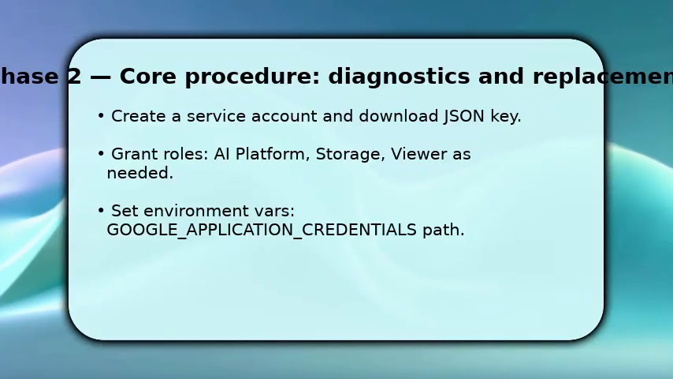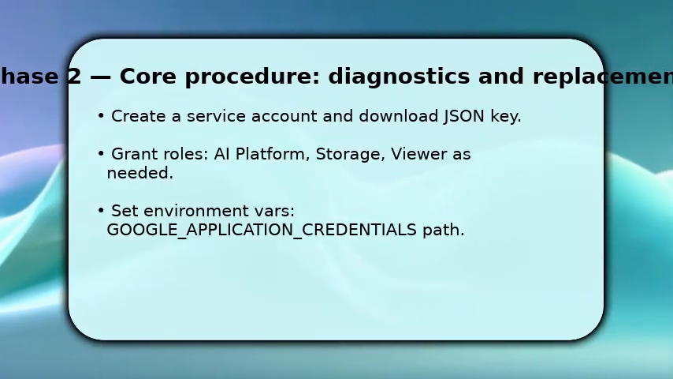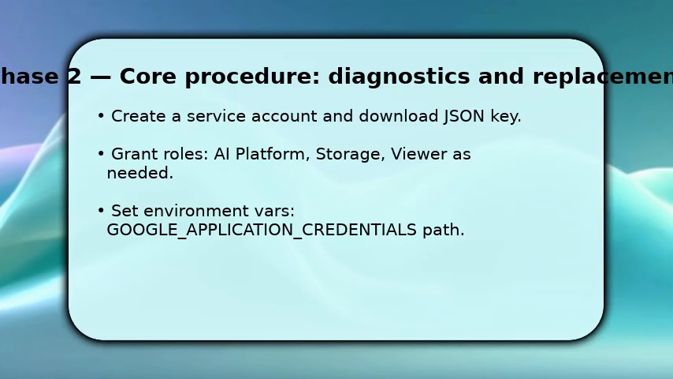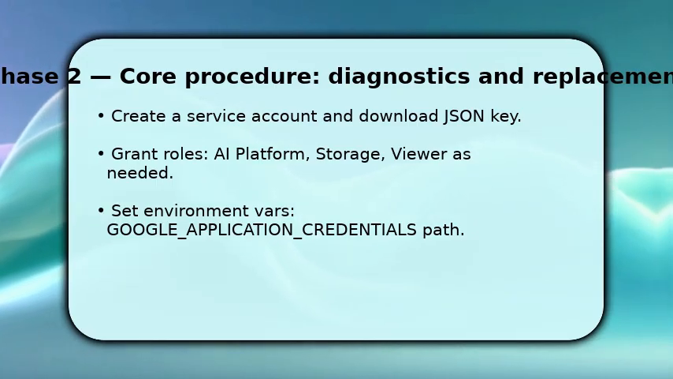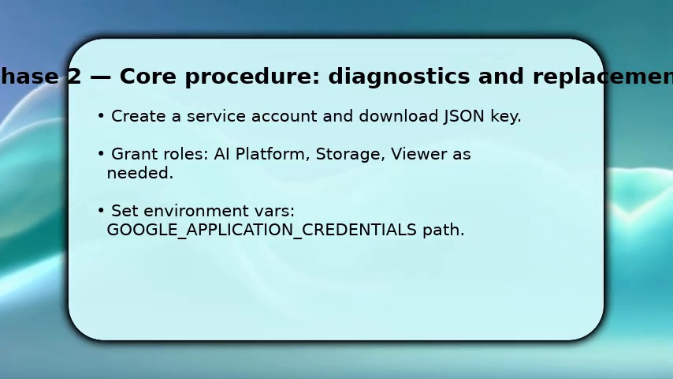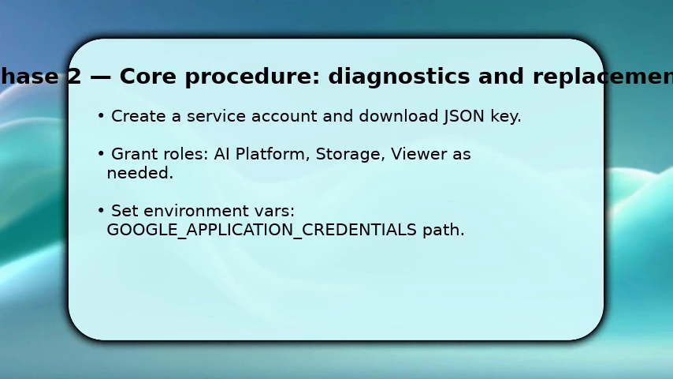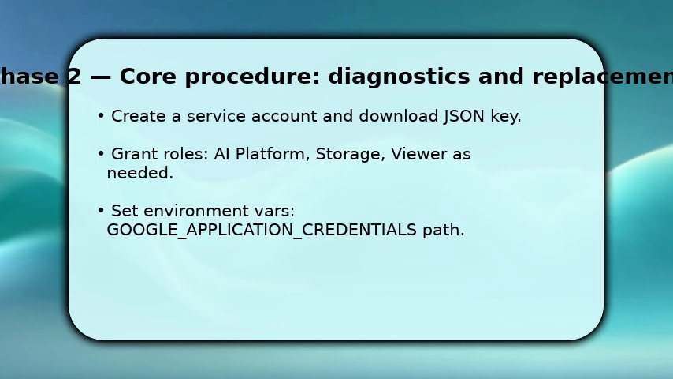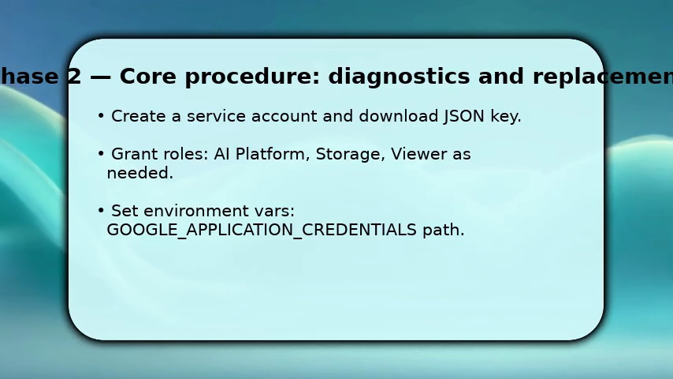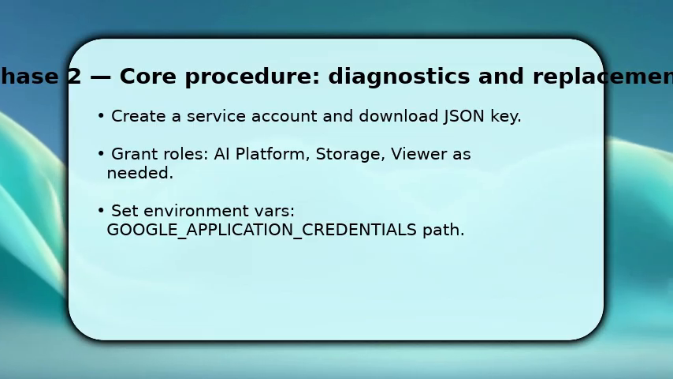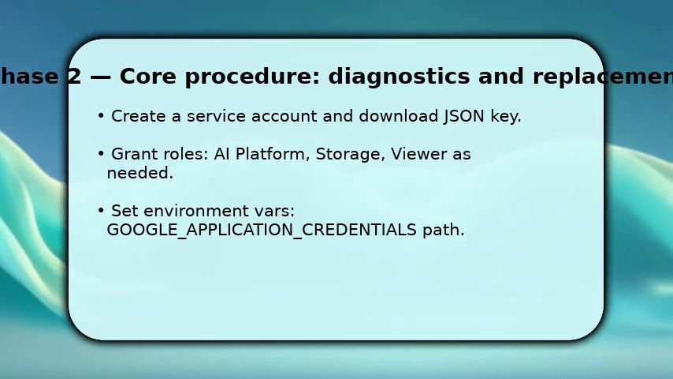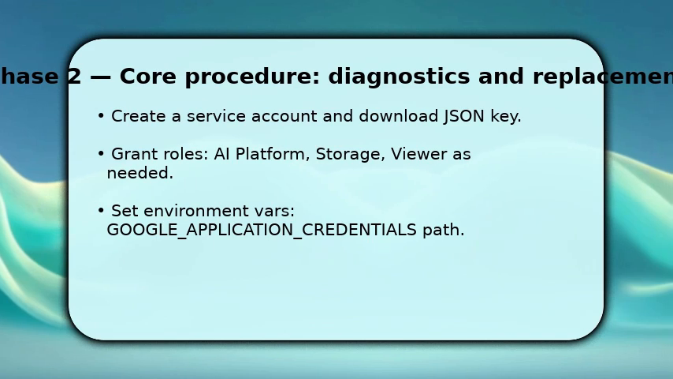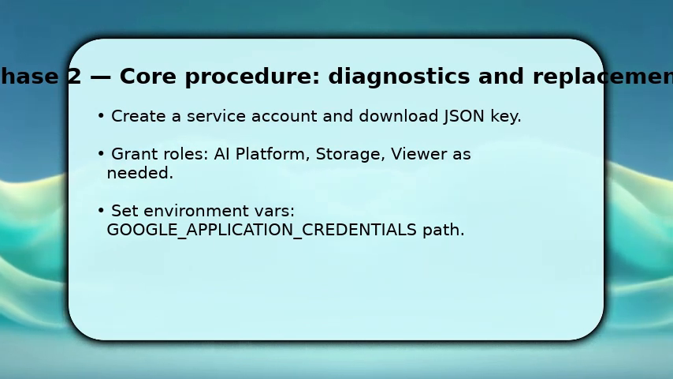Now you configure access. Create a service account dedicated to Gemini tasks and download its JSON key. This key is your programmatic identity. Then assign minimal roles, AI platform, storage, and viewer, so you grant only what's needed. After that, set the environment variable GOOGLE_APPLICATION_CREDENTIALS to the JSON key path on your machine or server, and install the Google Cloud SDK and the Gemini client library. Once that's complete, test a simple API call to verify authentication works before sending larger requests.